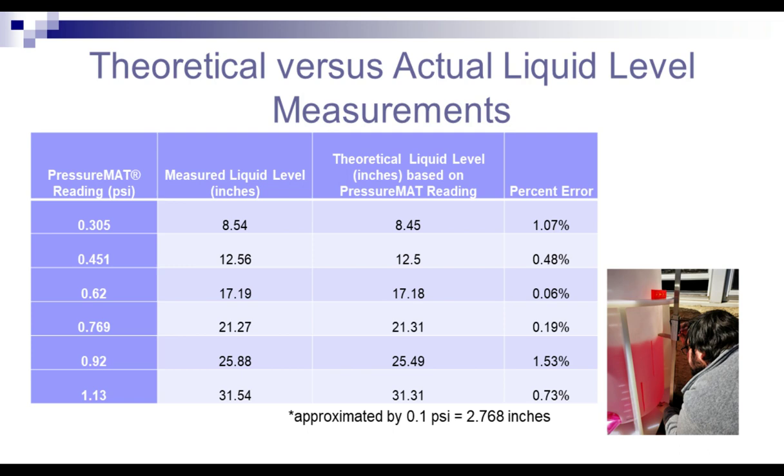The liquid level measurements were taken at various points, and you can see here, and they were compared to the theoretical liquid level calculated from the pressure reading using our high-resolution pressure mat monitors. Now, using the correlation of 0.1 psi equals 2.678 inches of water, that's how the theoretical liquid level was calculated. You can see the results here.